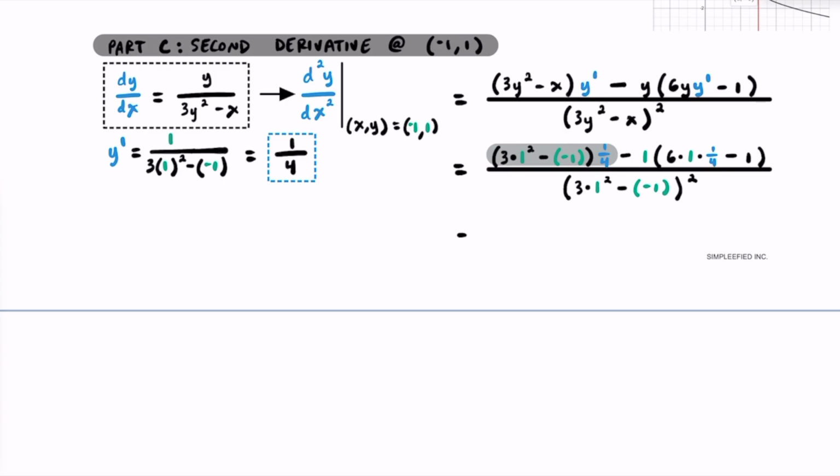Alright, now just looking at this part over here, I think if we go ahead and square the 1, that's going to be 1. 1 times 3 is going to be 3. 3 minus a -1 is just going to be 3 plus 1, which is going to be 4. And we go ahead and take that 4 and multiply it by 1/4, that's just going to equal 1.